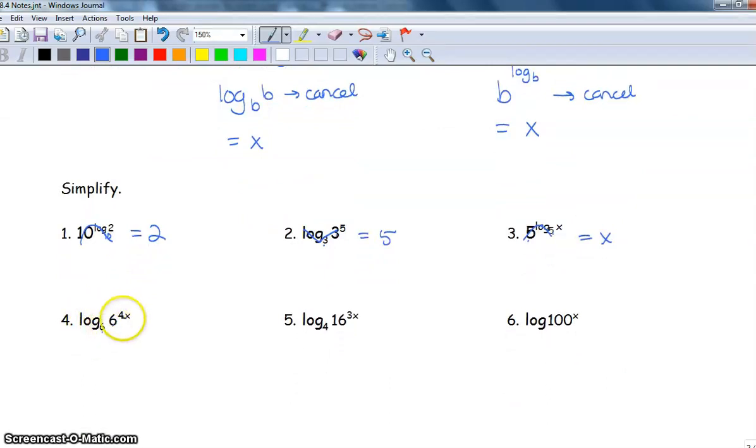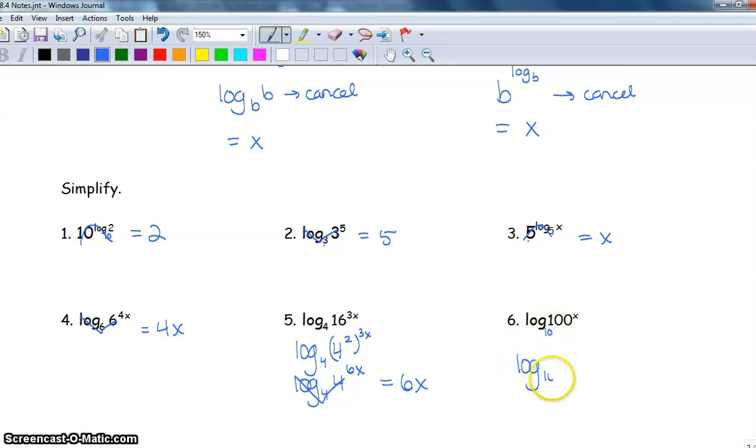Log base 6 of 6 to the 4x. The log base 6 and the 6 cancel, and I'm left with the exponent of 4x. Now the 4 and the 16, they don't cancel. Always look, like the last chapter, to rewrite. I can rewrite 16 as 4 squared raised to the 3x, which gives me log base 4 of 4 to the 6x. Log base 4 and 4 cancel, and I'm left with 6x. Just like here, we assume a base of 10 since no number is given. So that's log base 10. 100 is 10 squared, so that's 10 to the 2x, so that cancels, and we're left with 2x.